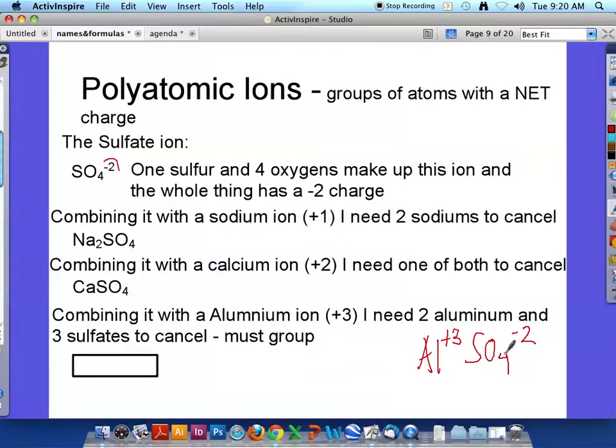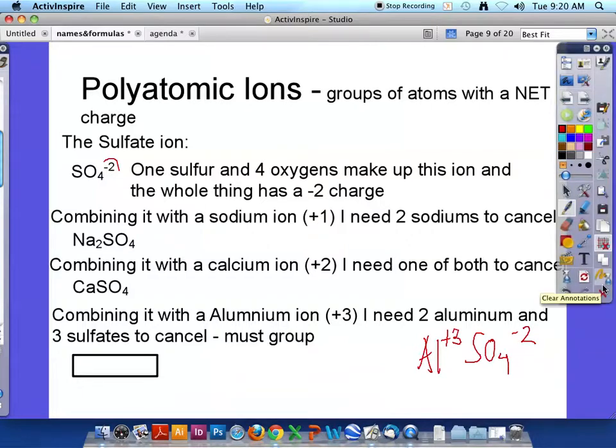So will I have 7 here? How do I group things in math? If I want a certain group of things, parentheses, right. Okay, so I'm going to put parentheses around the sulfate and put a little 3 on the outside. So now I know that I need 2 aluminums and 3 sulfates.